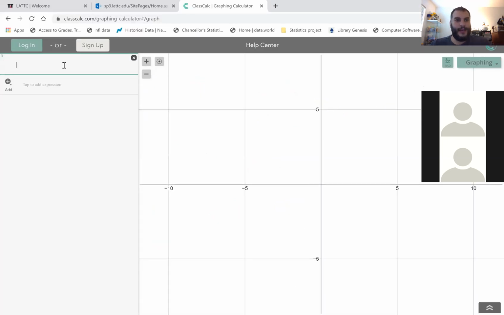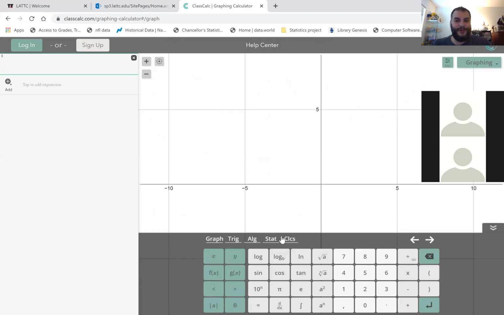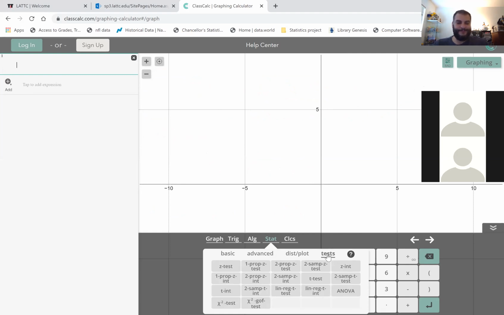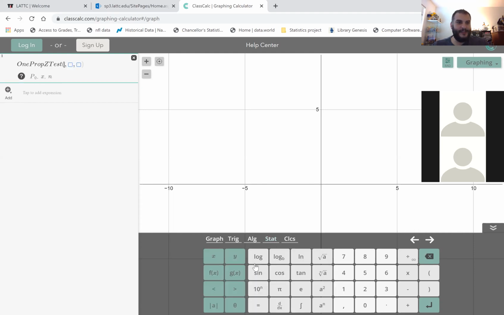All right, so in Class Calc, you want to make sure that you're in graphing mode. Then you want to go here where it says stats. You want to go here where it says tests. Any questions so far on stats and tests? Okay, so since this is a proportion hypothesis test, if you look right here where it says one prop Z test, you want to click right here. So we click on one prop Z test.